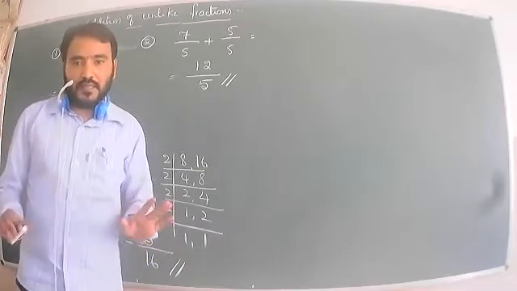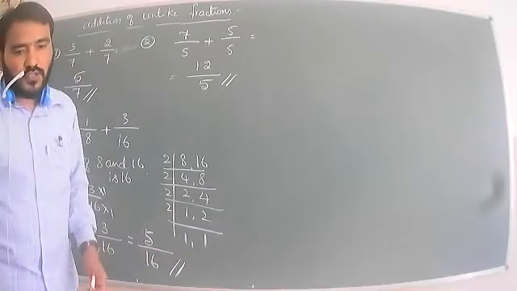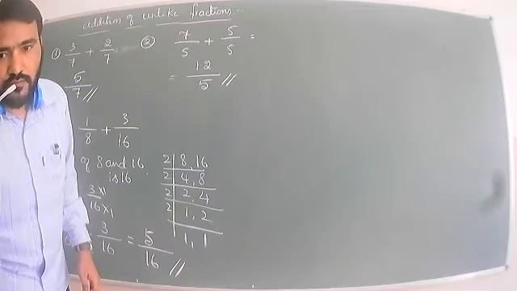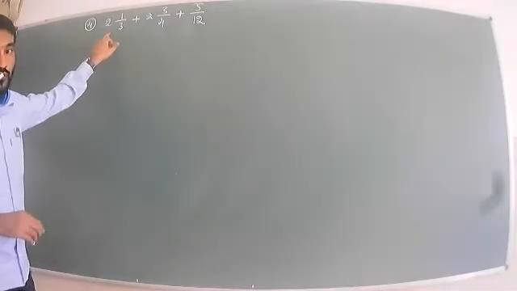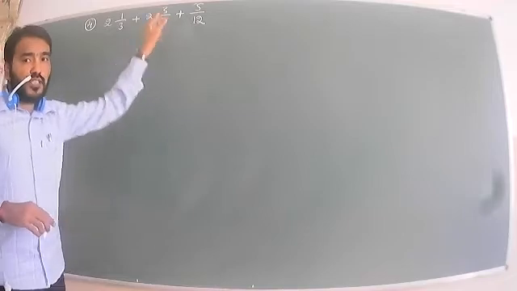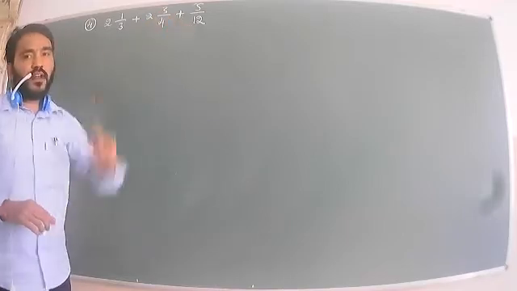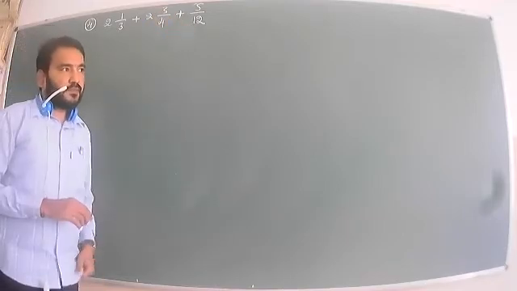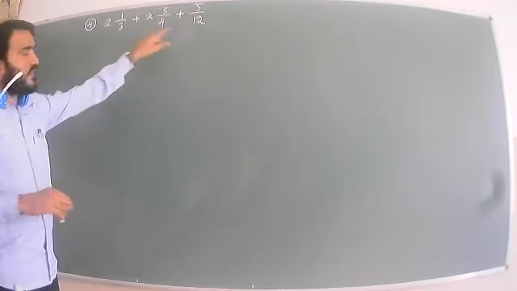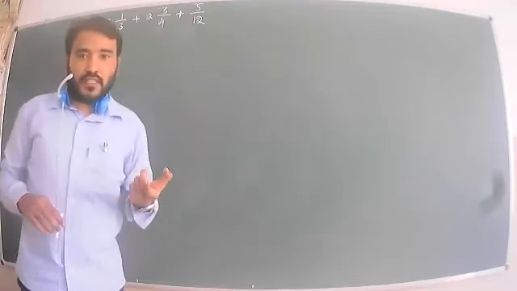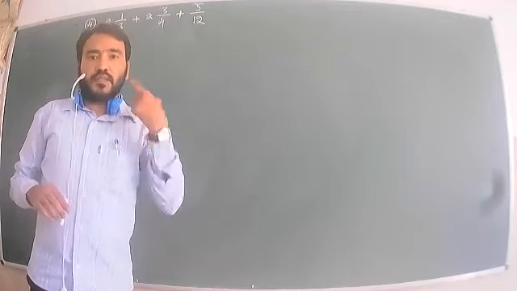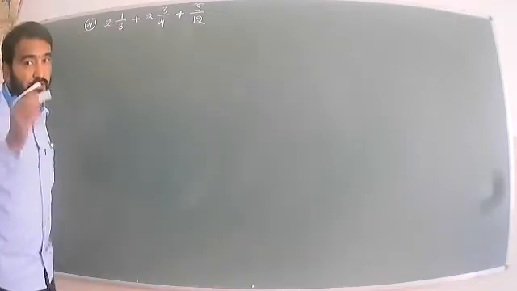So keep that in mind. Now I will go for another question. Now look at the board: 2 1 by 3 plus 2 3 by 4 plus 5 by 12. These are unlike fractions. Some of them are mixed fractions, so let me first convert them to improper fractions. That is the first step.